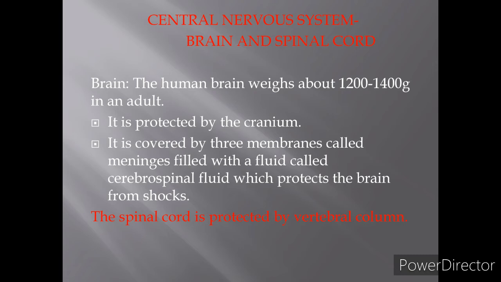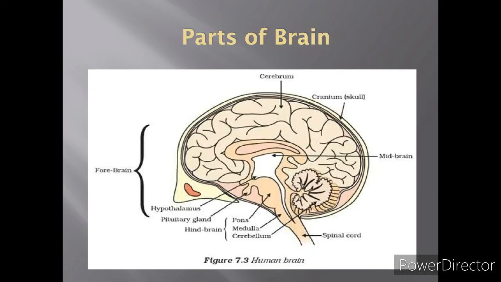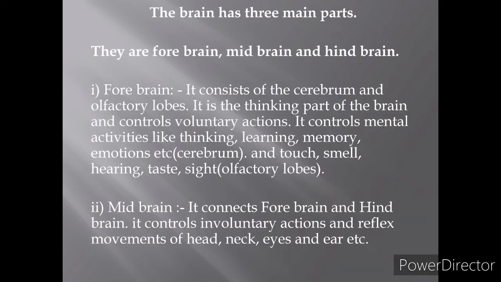See now, in this slide you can see the parts of the brain: cerebrum, cranium, midbrain, the forebrain, hypothalamus, pituitary gland. The hindbrain consists of pons, medulla, cerebellum, and see how the spinal cord goes. My dear children, practice this diagram at home. That's very important. Now, let us discuss the parts of the brain.